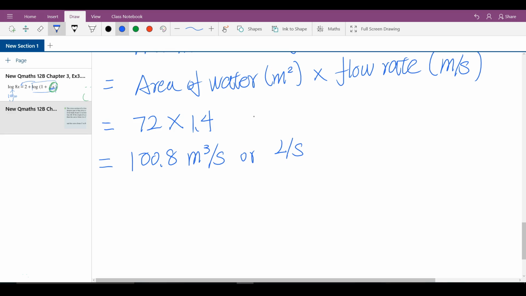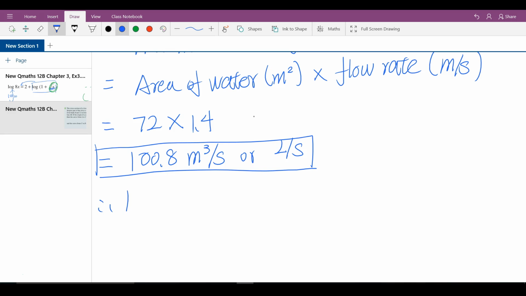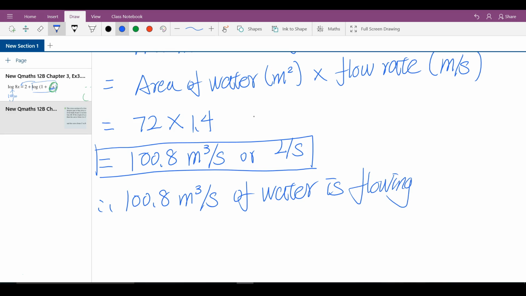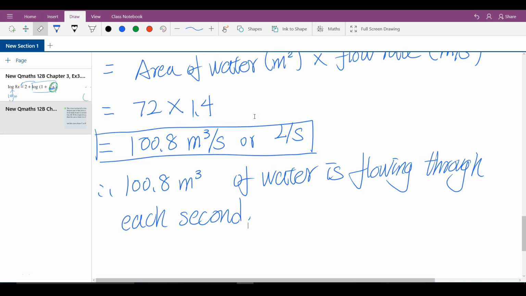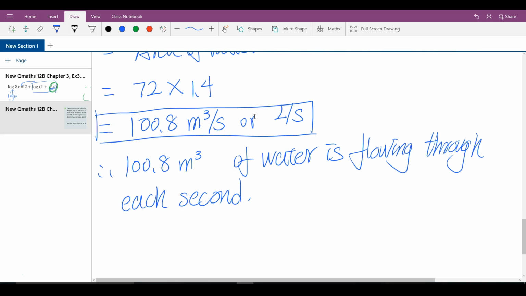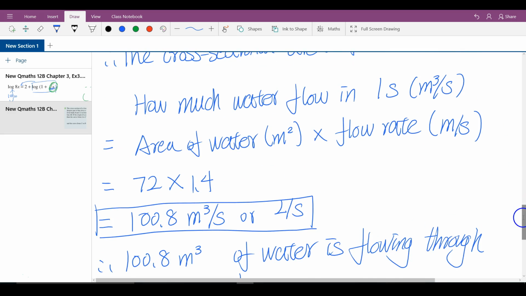Good. So this is our answer. Therefore, 100.8 meter cube per second of water is flowing through each second. Since I said each second here, I don't need to repeat it. 100.8 meter cube of water is flowing through each second. Good, perfect answer. Let's tackle the next one.